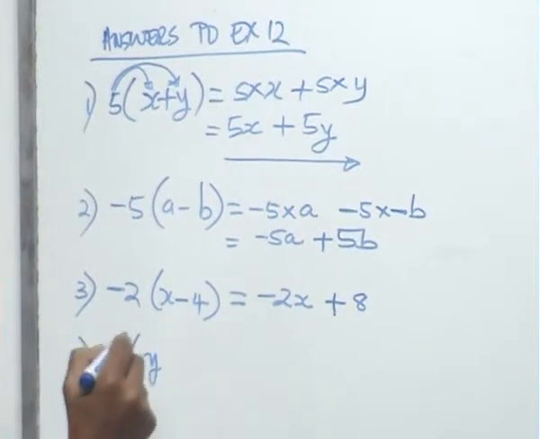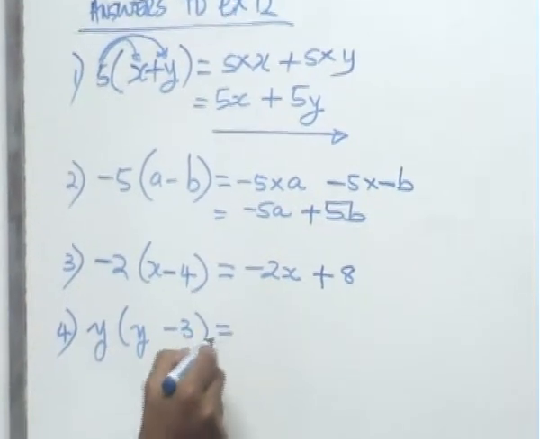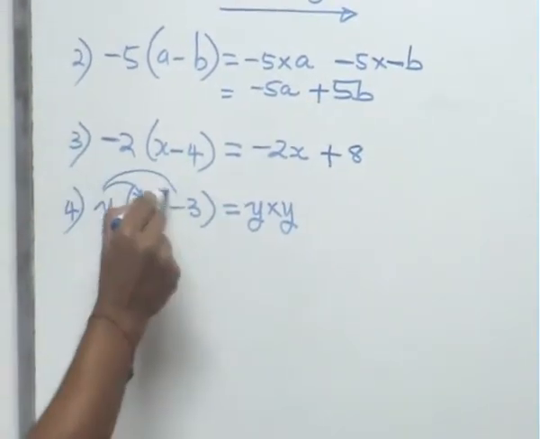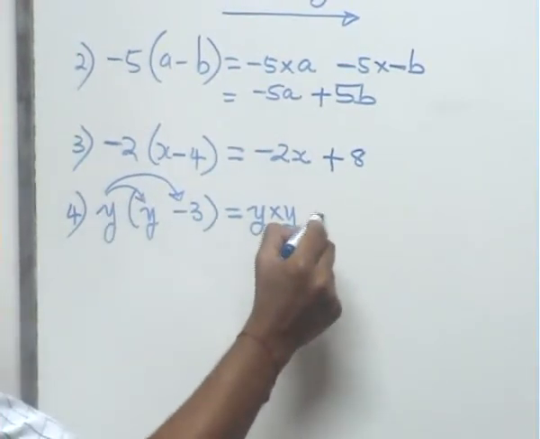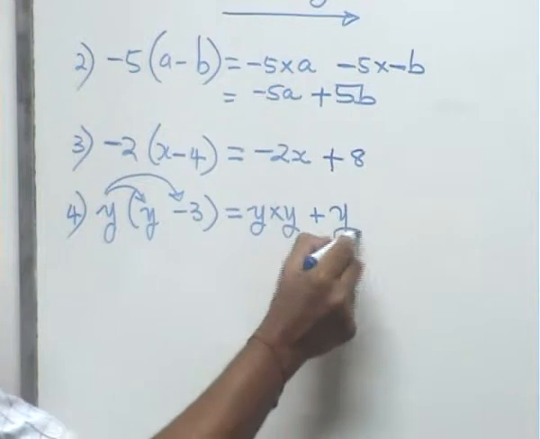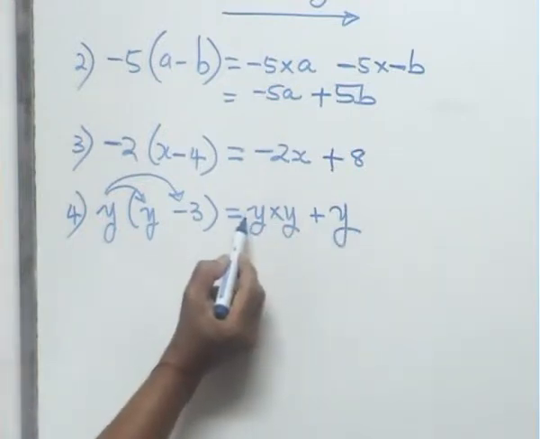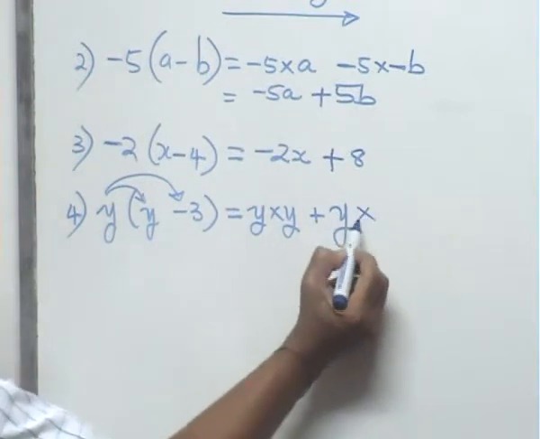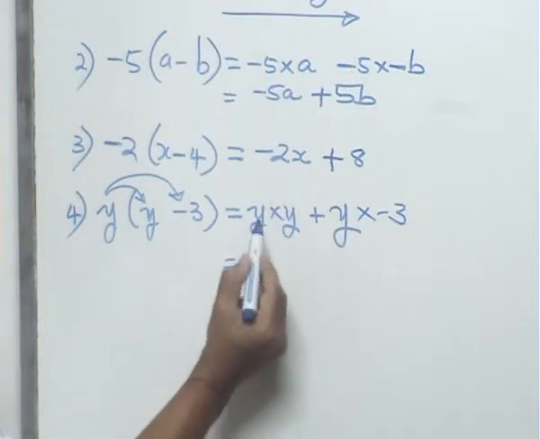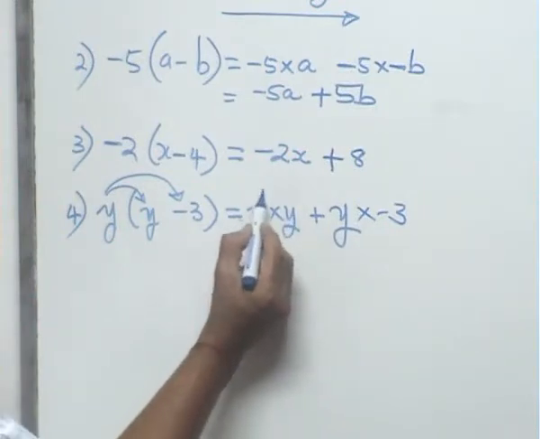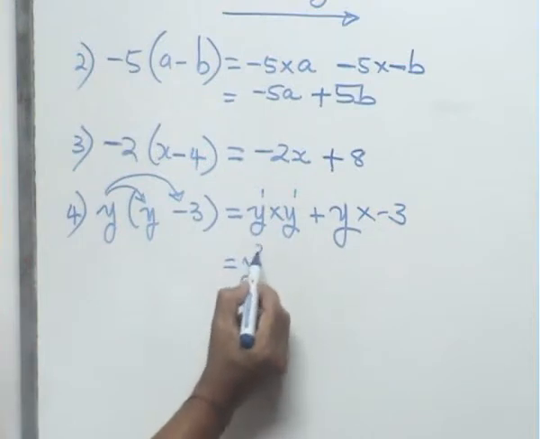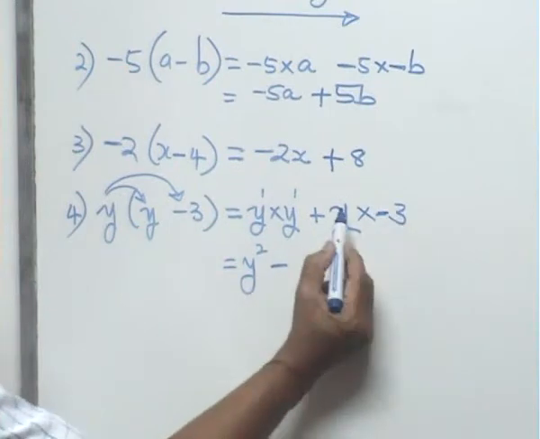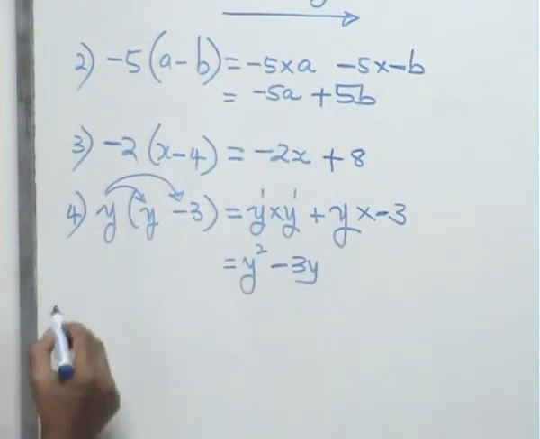Number 4. y into y minus 3. So this will be y times y plus y. You see, there's a plus that's understood in front of this y. It's not necessary to write it here, but it is necessary to write it here. Plus y times minus 3. Now y times y, these are powers. And the index is 1 and the index is 1. So this is y squared. Now plus times minus is minus. 3 times y is 3y.